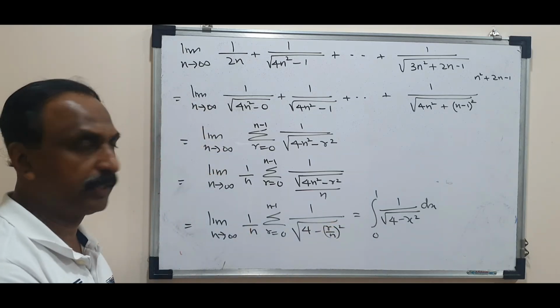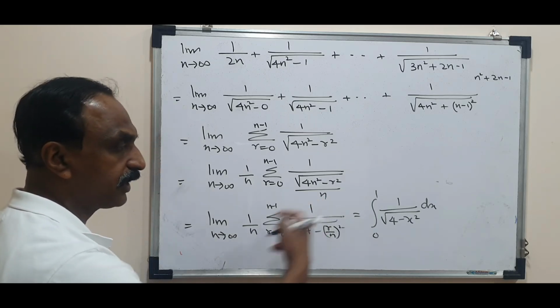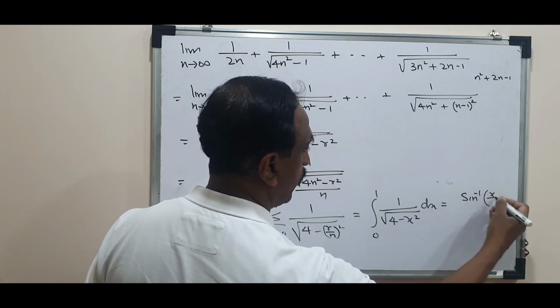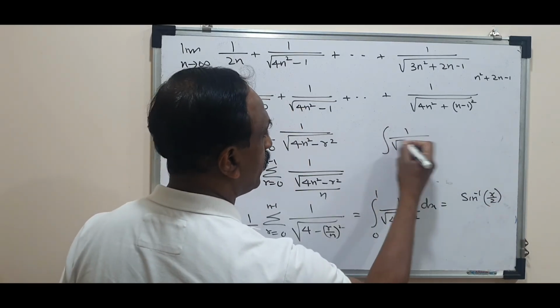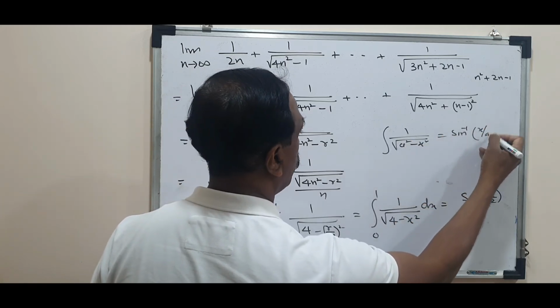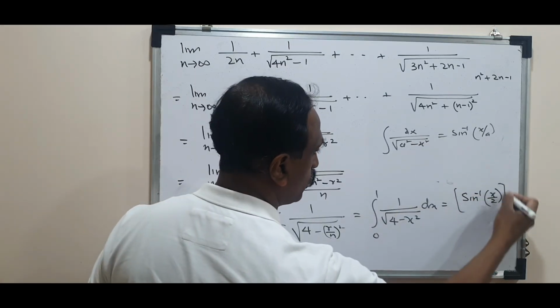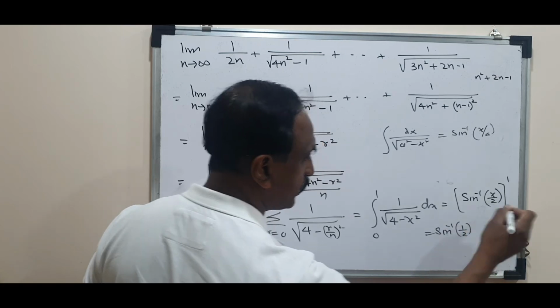Now you can be much faster than what we did before. No need of comparison. You can just look at this and say your answer. And this is nothing but sine inverse of x by 2, since 1 by root a square minus x square is sine inverse x by a. This formula I have applied. So limit is from 0 to 1, which is sine inverse of 1 by 2 minus sine inverse of 0.